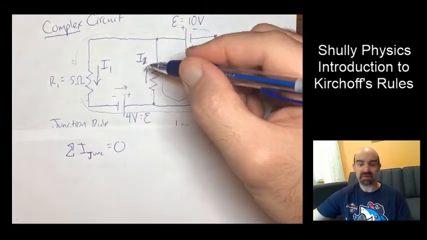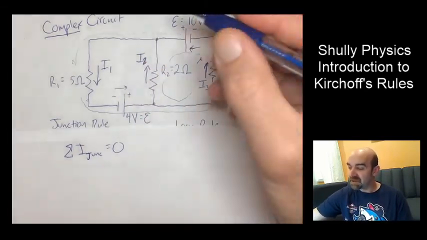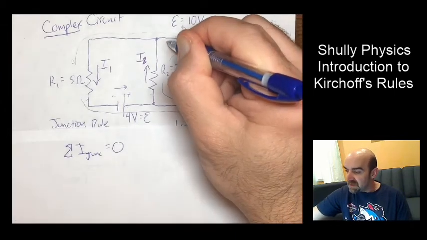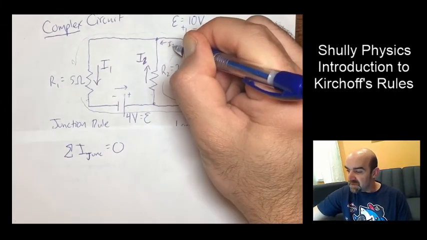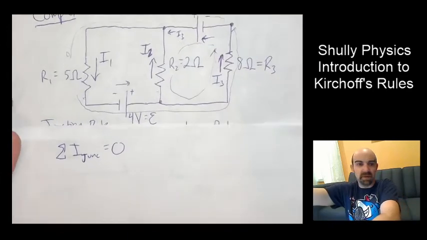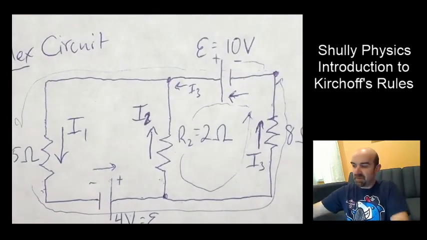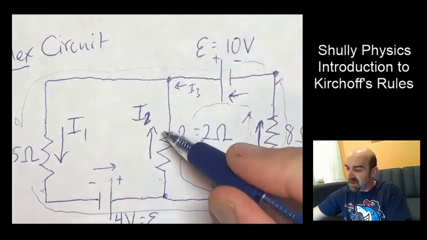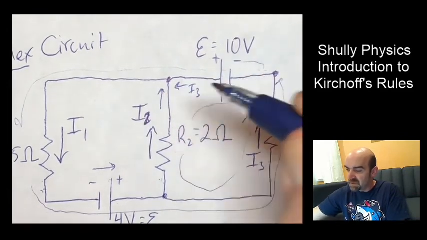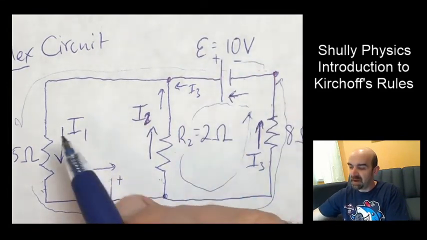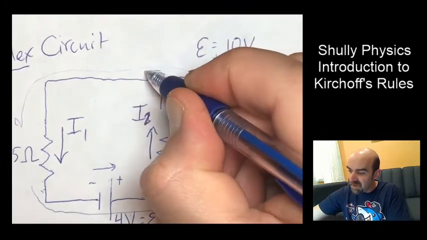According to our established flow from this junction, I3 comes in right there. Zoom in on that point. I3 flows in. I2 also flows into that junction. And I1 flows out.